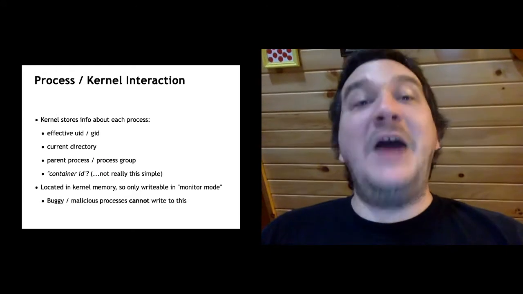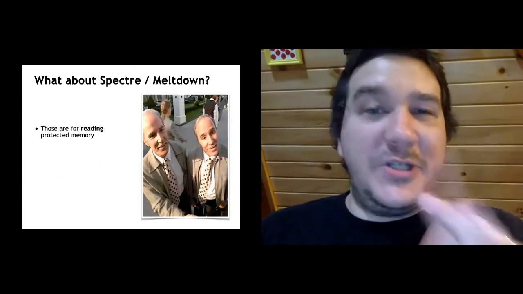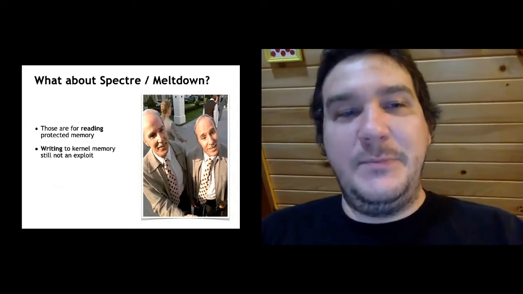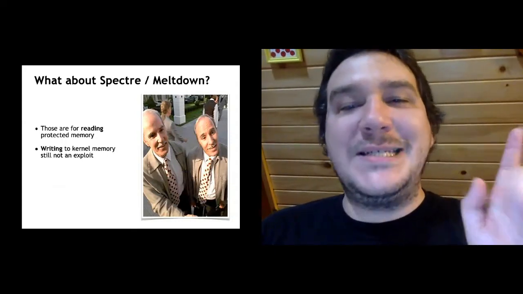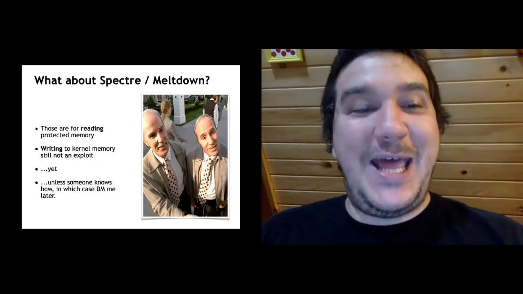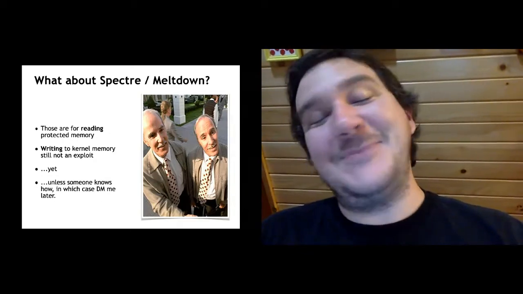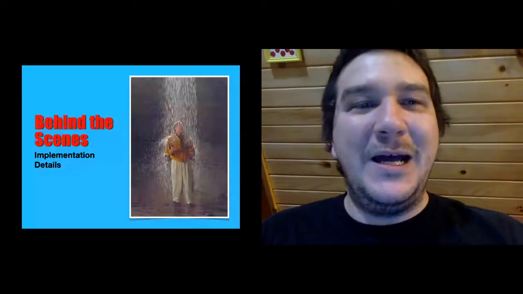Now, I figured people would say, what about Spectre and Meltdown? Those are, just as a reminder, for reading protected memory. Writing to kernel memory is not part of that exploit. I'm not aware of a thing that lets you do that, but if you know, hit me up after the fact, because I would love to know all about it.